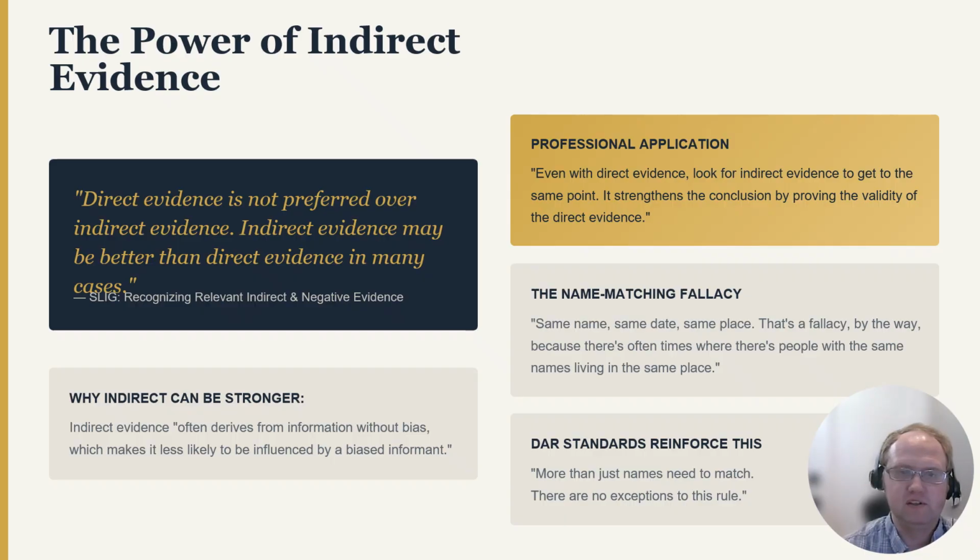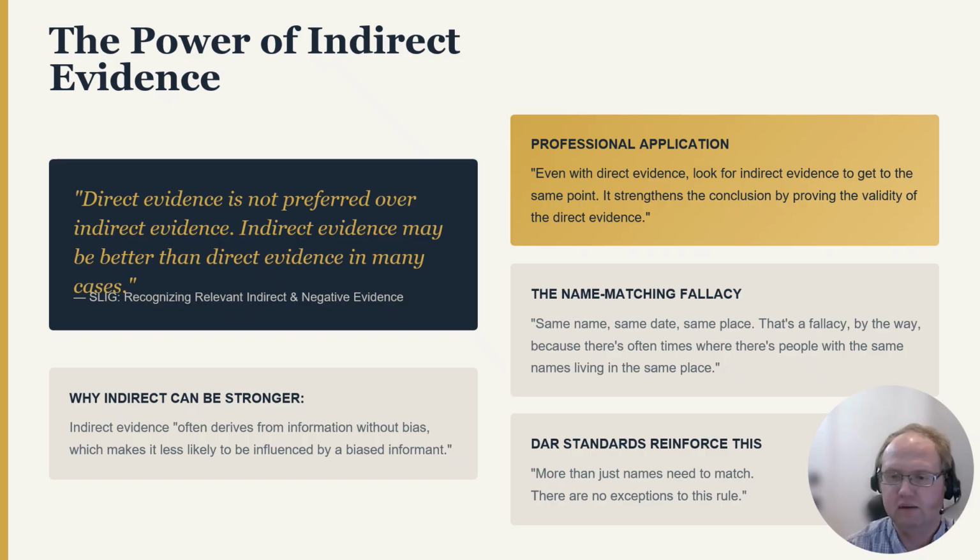So, the power of indirect evidence. There's a counterintuitive principle that surprises many researchers: direct evidence is not preferred over indirect evidence. Indirect evidence may actually be better than direct evidence in many cases. Why? Because indirect evidence is often derived from information without bias, which makes it less likely to be influenced by a single biased informant or a single informant with faulty memory. Sometimes there's not ill intent. Ill intent is less common than you might think, in my experience. So you've got to think about it.